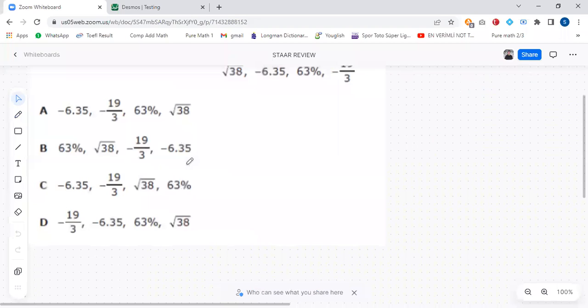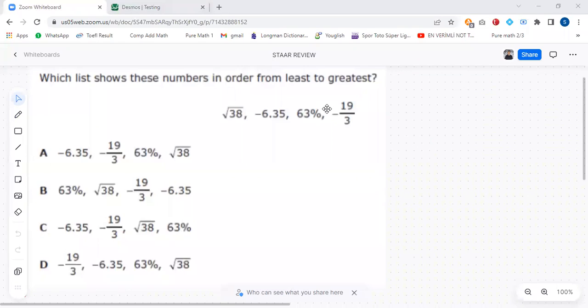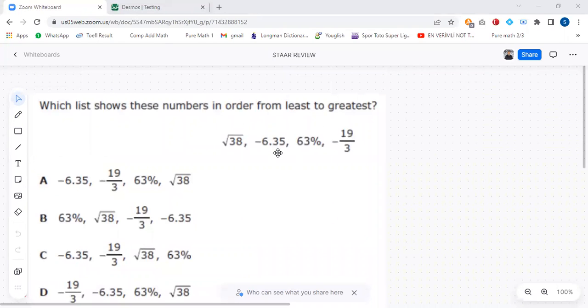Next one. All right, so as you can see, we have two negative numbers here. So let's remember, let's actually order negative numbers first. Let's review how to order negative numbers.